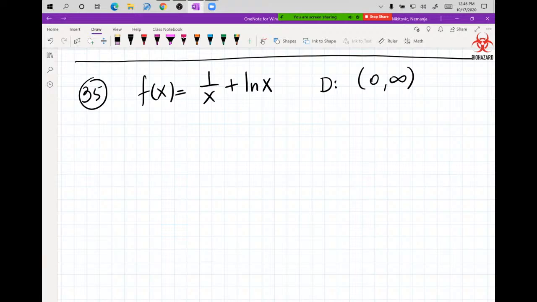Again, this domain and range stuff will be back in a later section as well. Now, let's find the derivative. Well, that's easy. The derivative of 1 over x is -1 over x squared. We said that. And plus, the derivative of ln x is 1 over x.